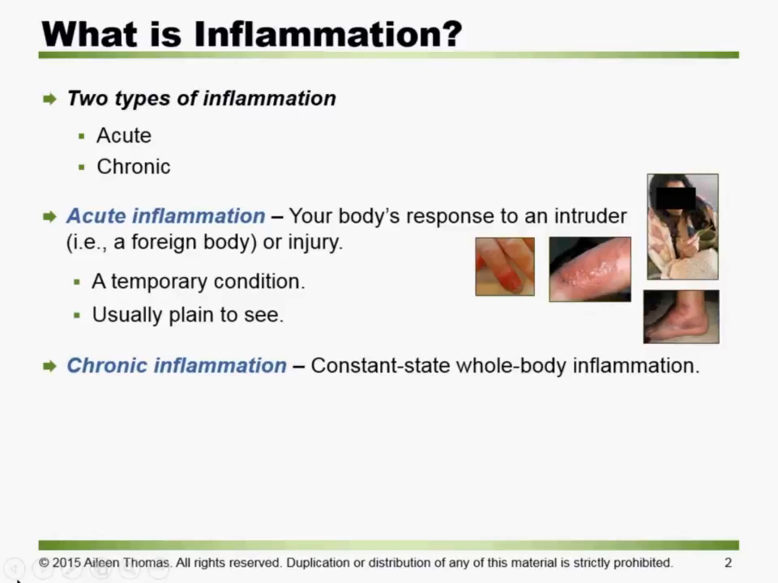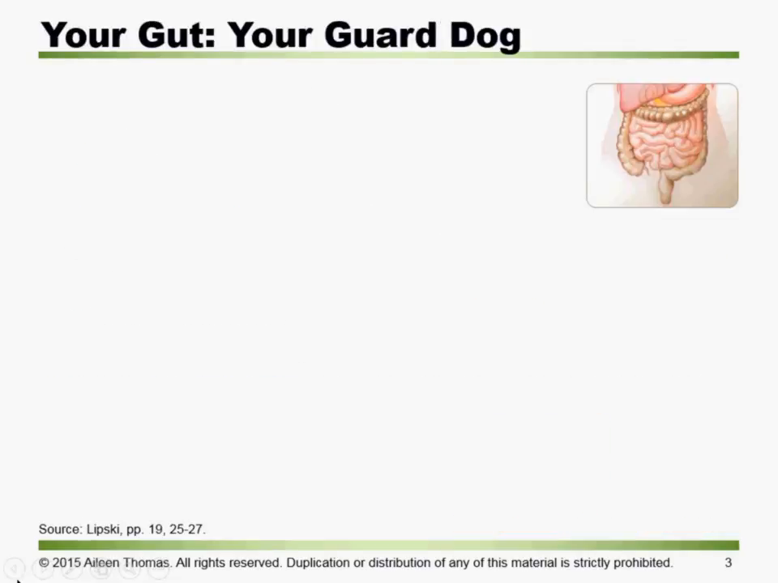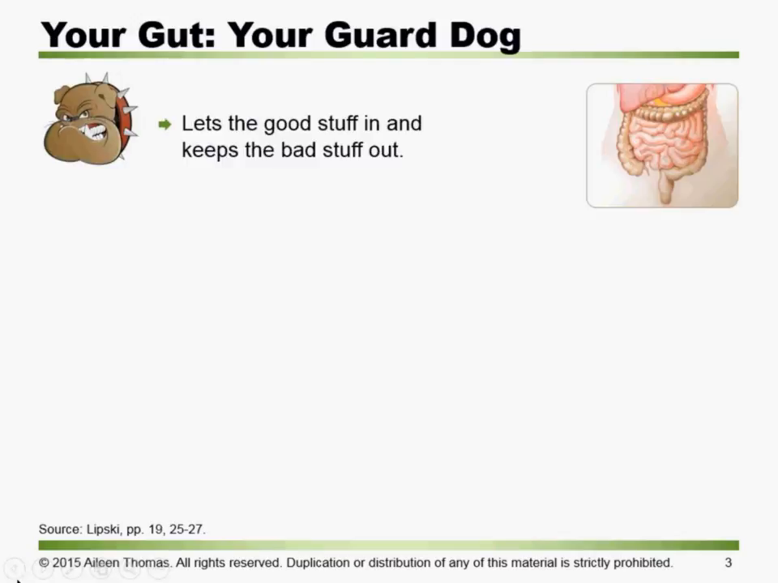When you ingest something that your body identifies as a toxin, that is, a foreign invader, it's your body's job to catch it in the small intestine, that is, in your gut. When your body is healthy, this is where non-injury-based inflammation starts and ends. So let's talk about the gut so we know what's going on down there. It's really pretty fascinating. The word gut is actually a clinical term for the small and large intestines. Here, when I talk about the gut, I'll be talking about the small intestine. That's our focus for the moment. I call the gut your body's guard dog because it's responsible for absorbing nutrients and expelling waste from the body. That is, when it functions properly, it lets the good stuff in and keeps the bad stuff out.